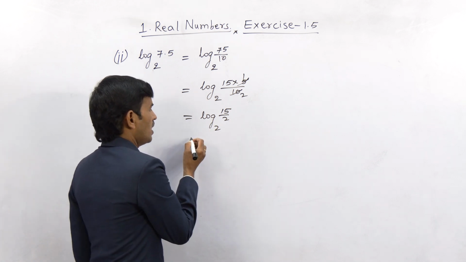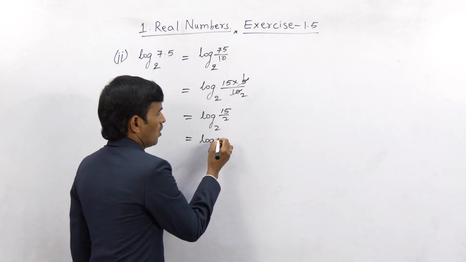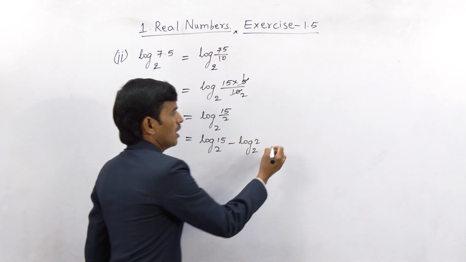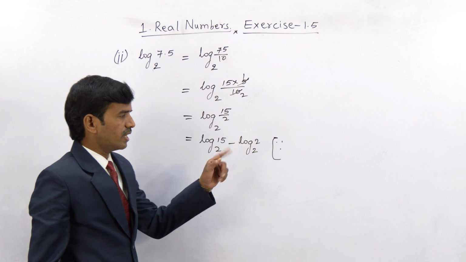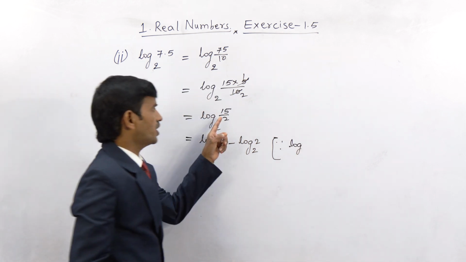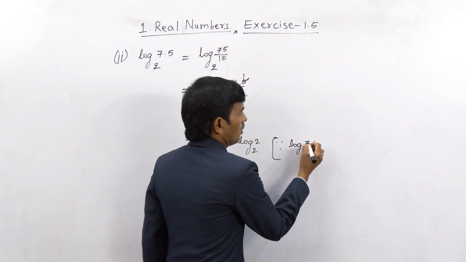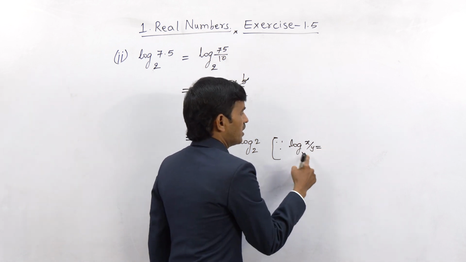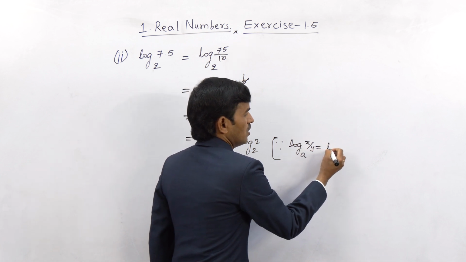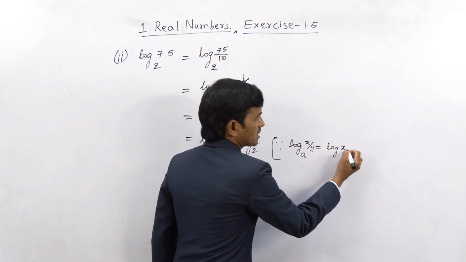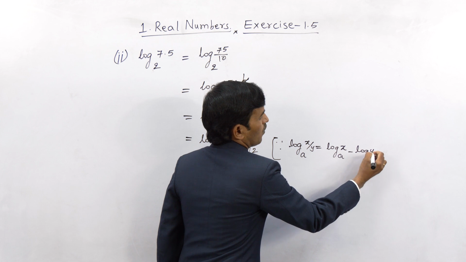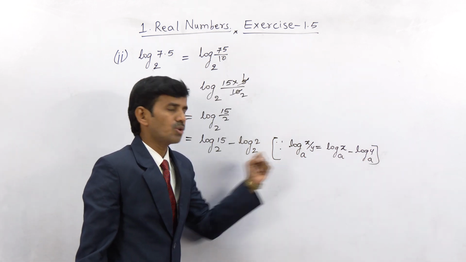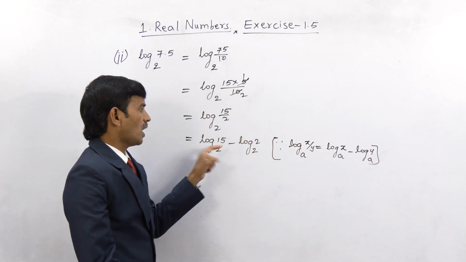When it is in the denominator, we can write it as log 15 to the base 2 minus log 2 to the base 2. As we know from the laws of logarithms, according to the quotient rule, log x by y to the base a can be written as log x to the base a minus log y to the base a. So according to the quotient rule, we can split this one as is.